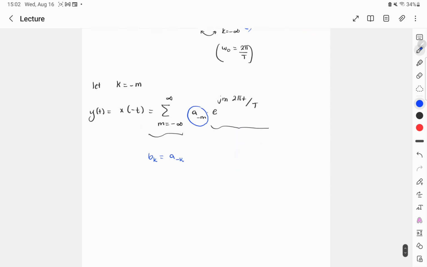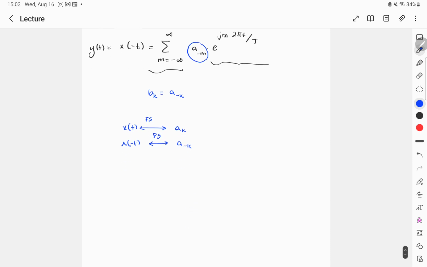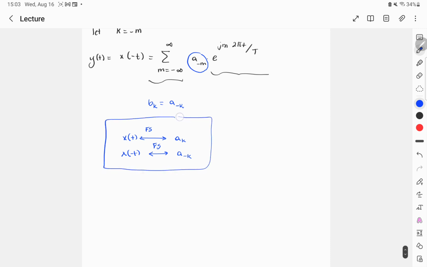So basically what we need to have as takeaway is that when we make time reversal, we just change the subscript of the coefficient. X of minus t gives us Fourier series coefficients a of minus k. And we have the Fourier series coefficients like this. So this is the key takeaway that we need to take out from this part. In other words, time reversal applied to a continuous time signal means time reversal of the corresponding sequence of Fourier series coefficients.